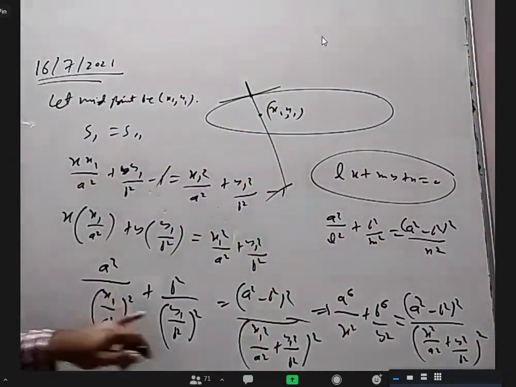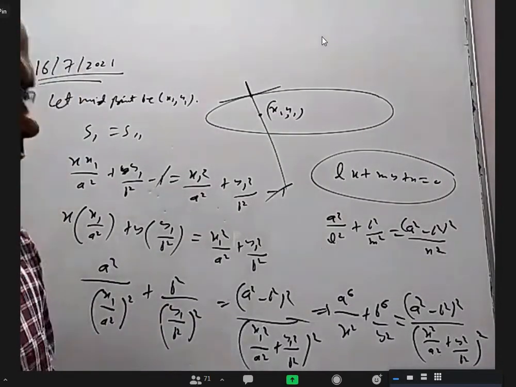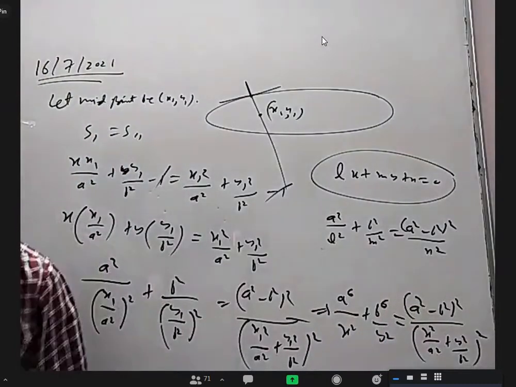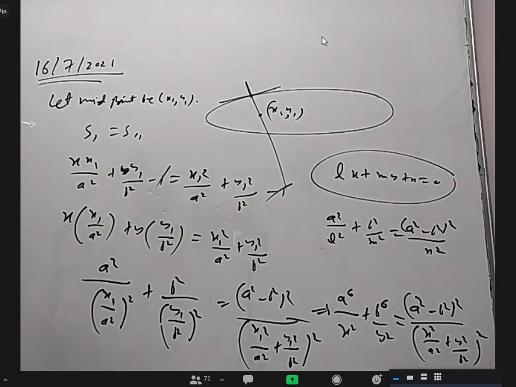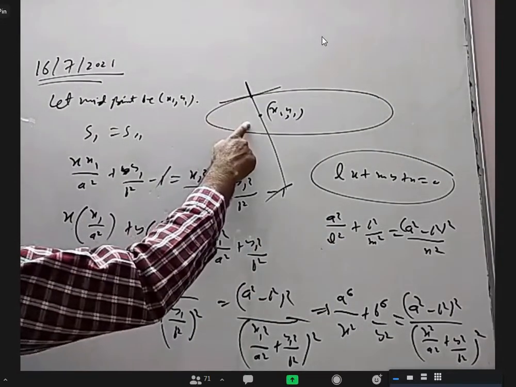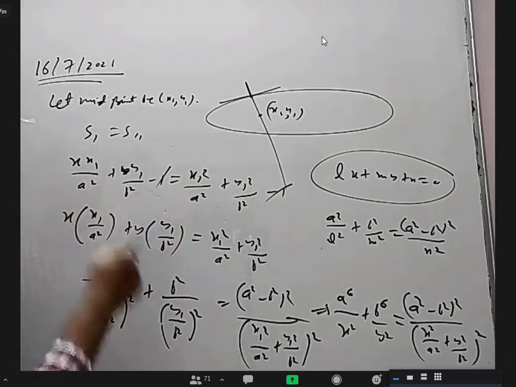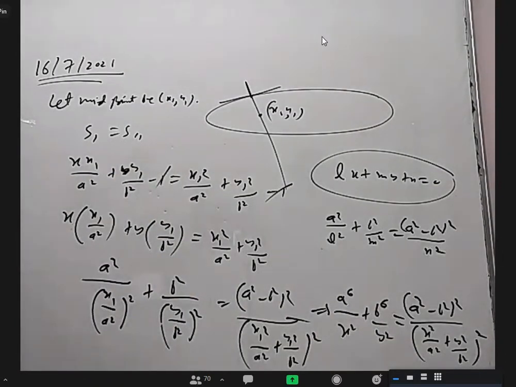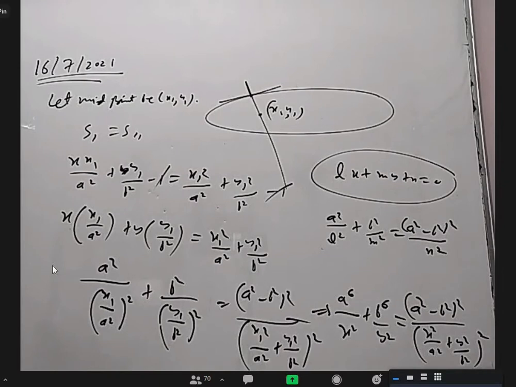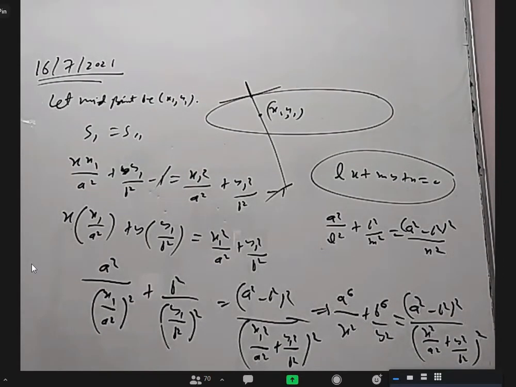Wherever x1 is there, write x. Wherever y1 is there, write y. If you want, you can even take this one here and say this into this equal to this. Okay. That's all. That is the answer. The answer may look a little big, but if you know this formula, it is not a difficult thing. Let the midpoint be x1, y1, find the equation of the chord. For it to be normal, apply the normal condition. If it is tangent, we apply the tangent condition. If it is normal, we apply the normal condition. Is it okay? Yes, sir.